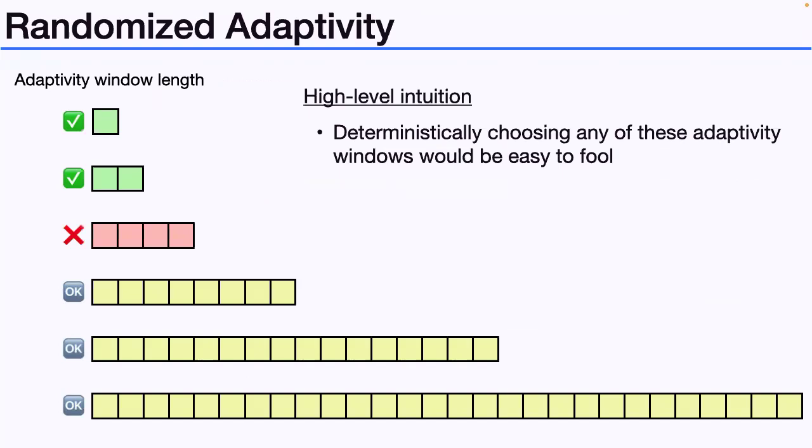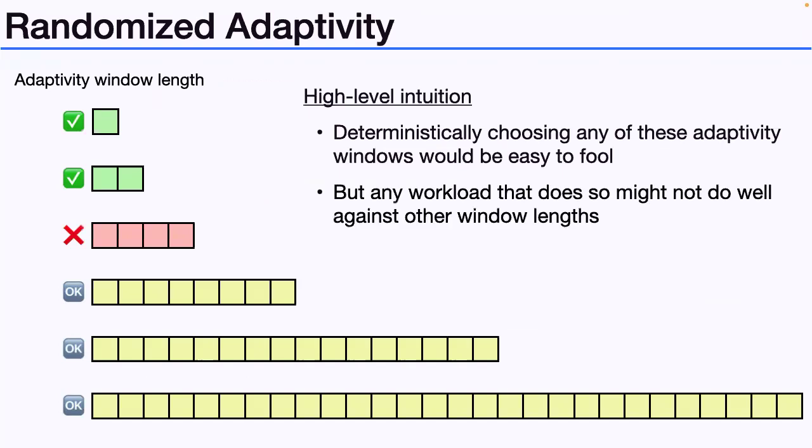So while it's very easy to fool a deterministic adaptive algorithm, any workload that does so doesn't perform particularly well if I'm adapting different granularities. So if I have an adaptivity window that's much longer than the period over which the adversary is adapting, things just kind of balance. That's okay for me. If my adaptivity window is much shorter, things look more consistent and I'm able to predict well.